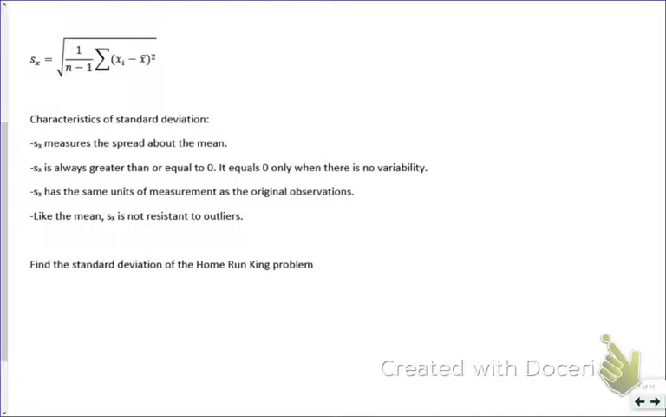We're not going to do the home run king problem. We'll do standard deviation for our data set. Standard deviation can't be negative. It'll always be greater than 0. I guess it could be 0, but that'd be very boring. There'd be no variability. Everyone's number would be the same. Units are the same as whatever you measured it in, so ours will be minutes for this problem. It is not resistant to outliers. Outliers have a big effect on standard deviation. So let's do it on the calculator.